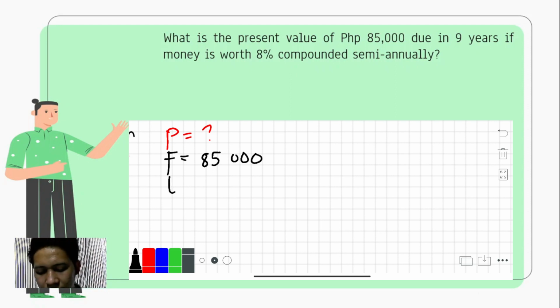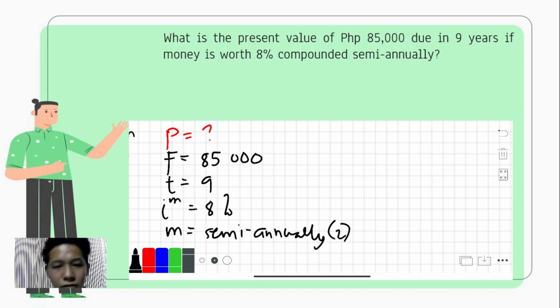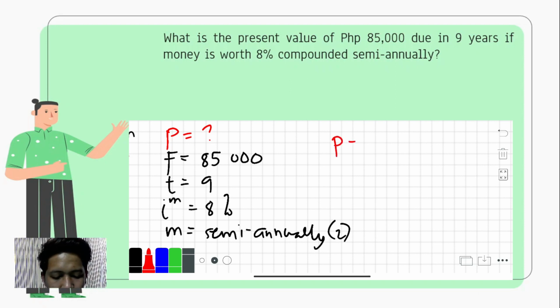And then our time is 9 years. If the money is worth 8% compounded semi-annually. So yung 8% natin is our nominal rate. Okay, so our nominal rate is 8% and our frequency of conversion, sabi dyan, semi-annually, which is equivalent to 2 kasi kapag hinati natin yung taon sa dalawa, we have 2. Okay? So we may now proceed in computing for the principal.